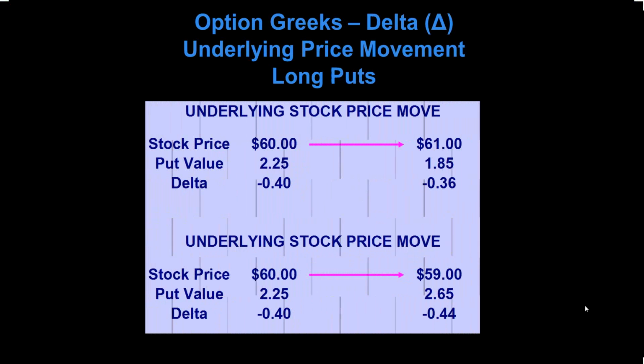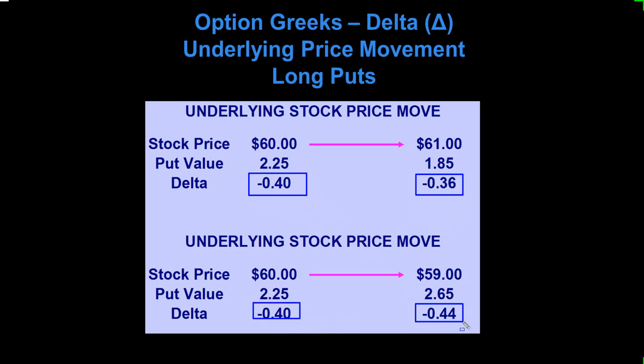Now, if we take a long put, I'm not going to spend a lot of time on it, but the concept works the same. But with a long put, because puts are bearish, the delta is negative, okay? The delta is negative for a long put. So as the stock goes in our direction, it goes from 60 to 59, right? We're bearish. We're long a put. That's what we want to have happen. The put value goes up, and notice the delta goes up. The delta goes from a minus 0.40 to a minus 0.44. So I'm making money at an accelerating rate because I'm bearish.